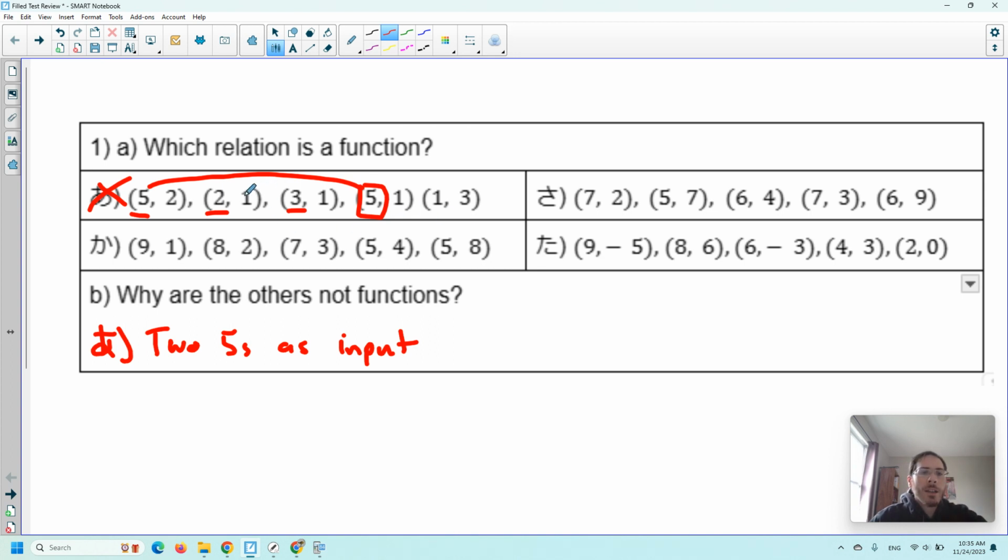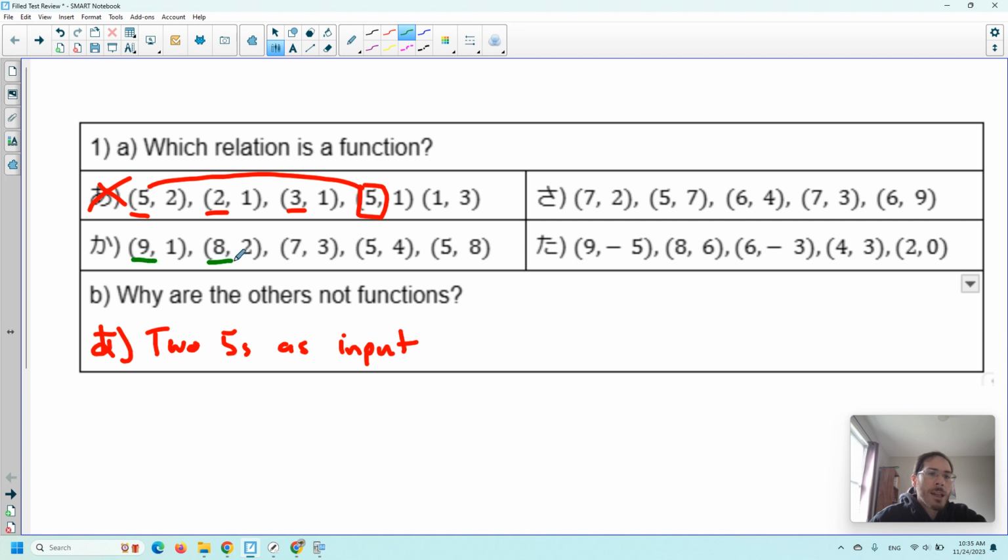Now again, notice I didn't stop at these ones because those are outputs. We don't really care about the outputs when we're looking at function. The outputs don't have to be unique, or if they're not, they at least go to the same output. So inputs need to be unique.